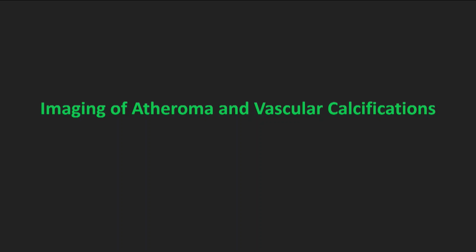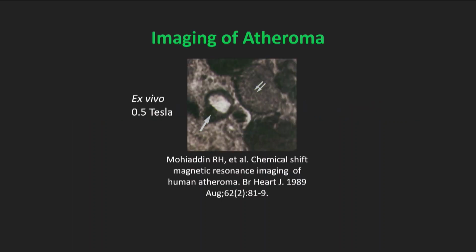All right. So moving on to a little bit different animal, which is the imaging of atheroma and vascular calcifications. And this is really some pioneering work, I think from the London group, published 1989. And this was using a chemical shift technique to look at plaque. So this was one of the first investigators to think about using MR to look at plaque characteristics.